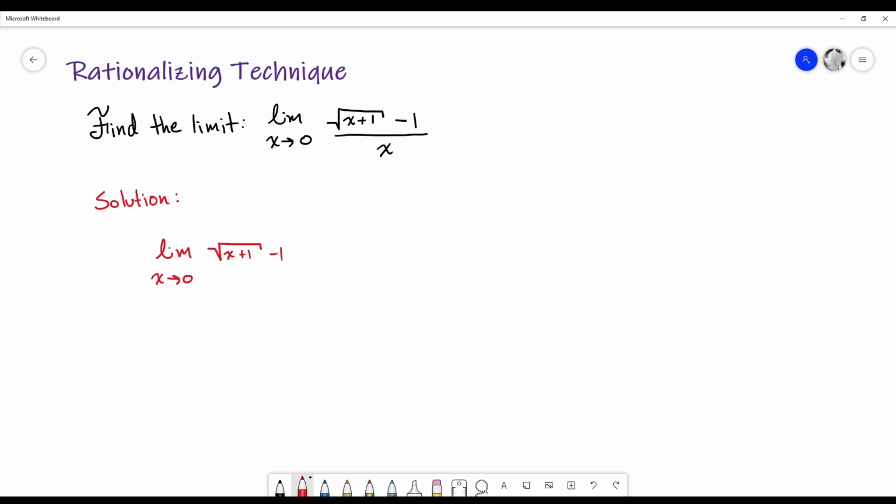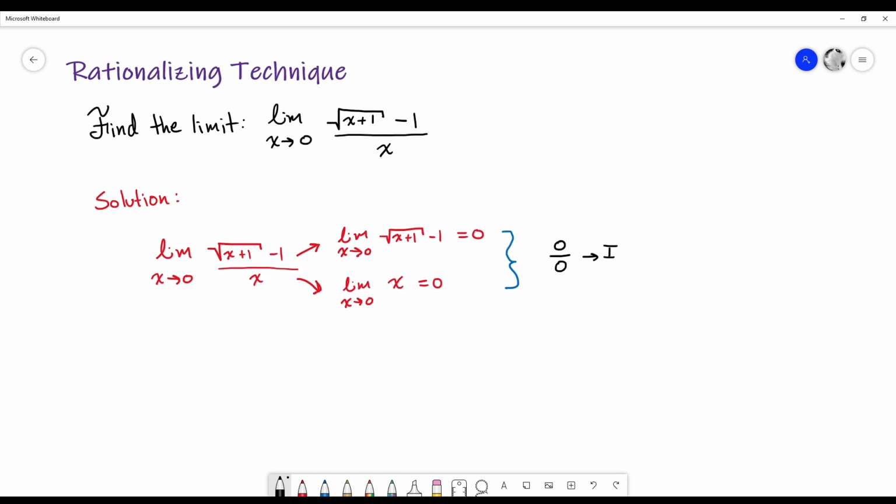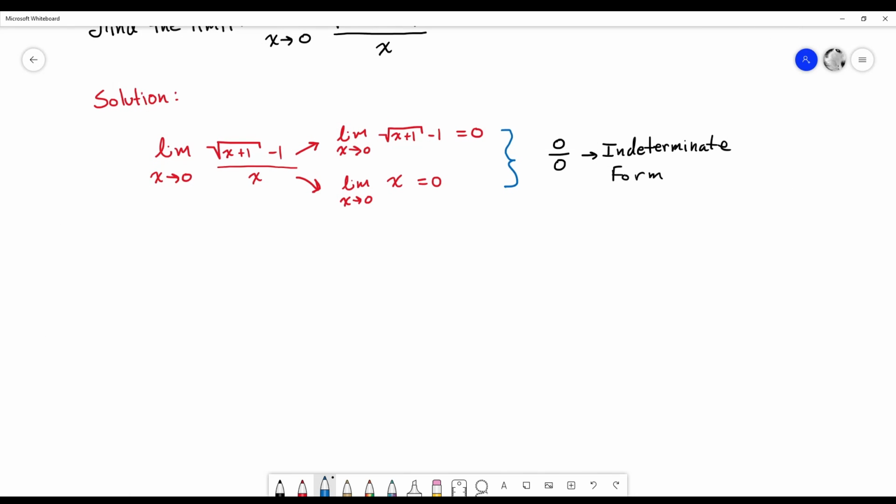Again, always try and see if direct substitution is going to work. In this case, the limit as x approaches 0 of the numerator gives me 0. The limit of the denominator also gives me 0. So once again, I end up with 0 over 0, which is an indeterminate form. What I can do is use this idea of a conjugate.